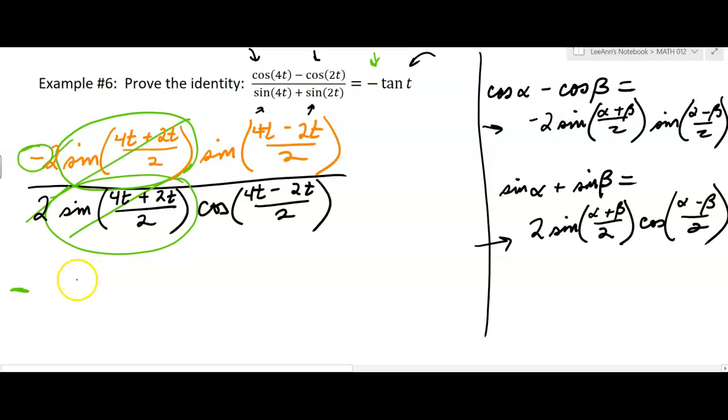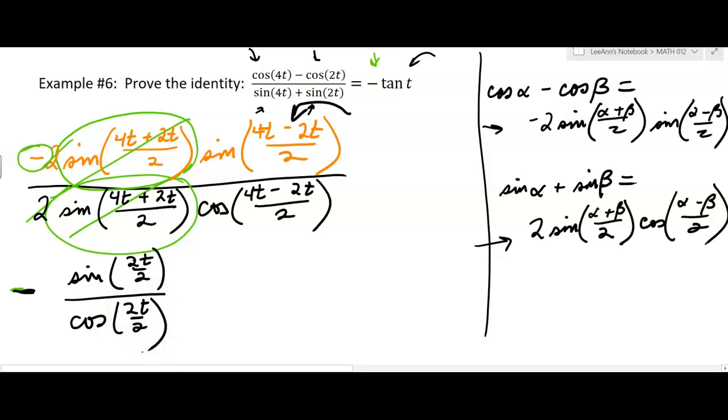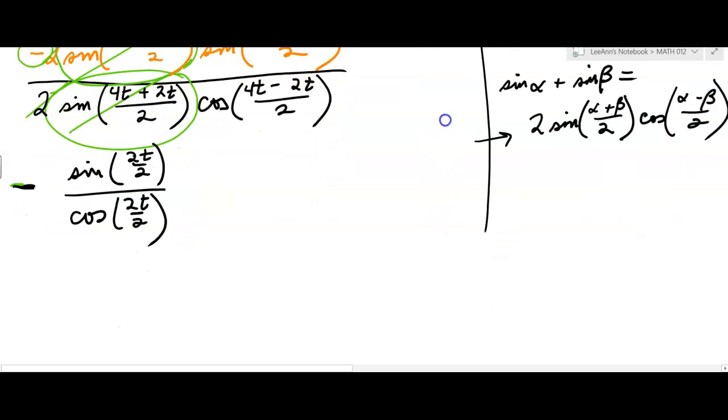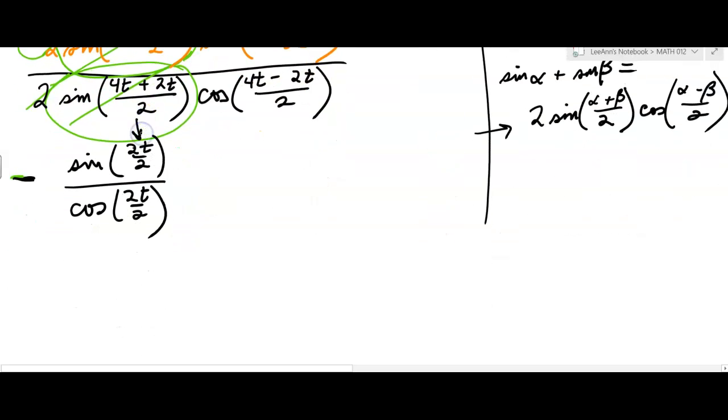Okay, so now I have minus sine. I'm going to go ahead and simplify this in the parentheses. So 4t minus 2t is 2t over 2. And then I'm going to have it over cosine 2t over 2. And those are the same, right? You know, your angle here is the same, 2t over 2 and 2t over 2. It's going to simplify. Let's simplify it. Sine t over cosine t. But sine over cosine is tangent.